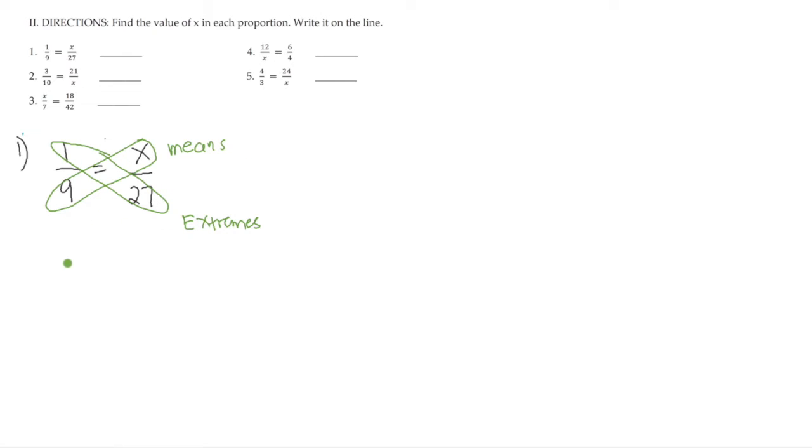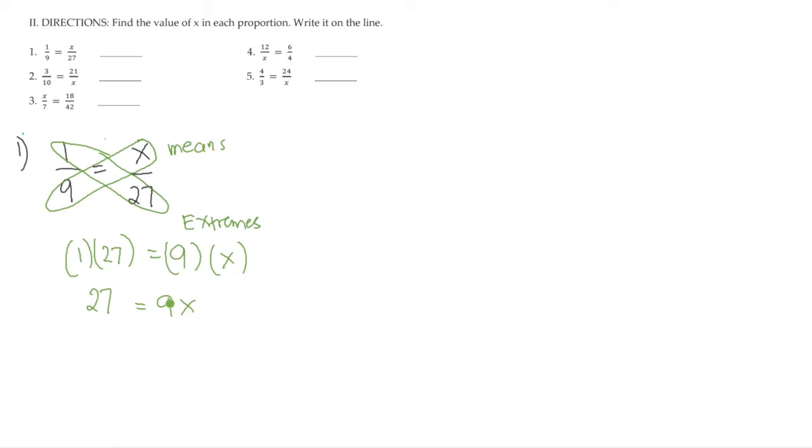We have 1 times 27 equals 9 times a number or x. Here we have 1 times 27 is 27 equals 9 times x is 9x. Now here, we're going to divide both sides by 9. Kasi po, ang kailangang matira lang dito sa side na to is yung letter, which is x, kasi yun yung hinahanap natin. Para mawala yung 9, i-divide natin siya both sides.